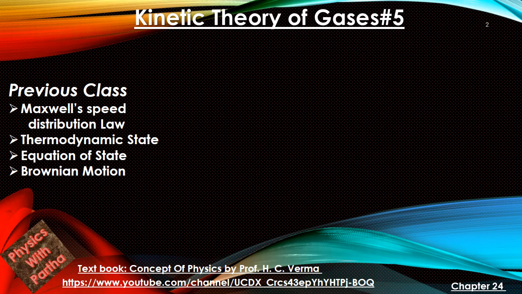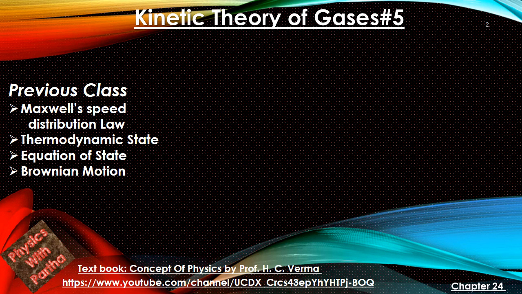Let's quickly revise our previous class. In our previous class, we learnt Maxwell's speed distribution law, where we saw a bell-shaped curve giving us V maximum, V peak, then average velocity, etc. Then we learnt thermodynamic state, equation of state, and Brownian motion. In Brownian motion, we saw a visual of this Brownian motion.